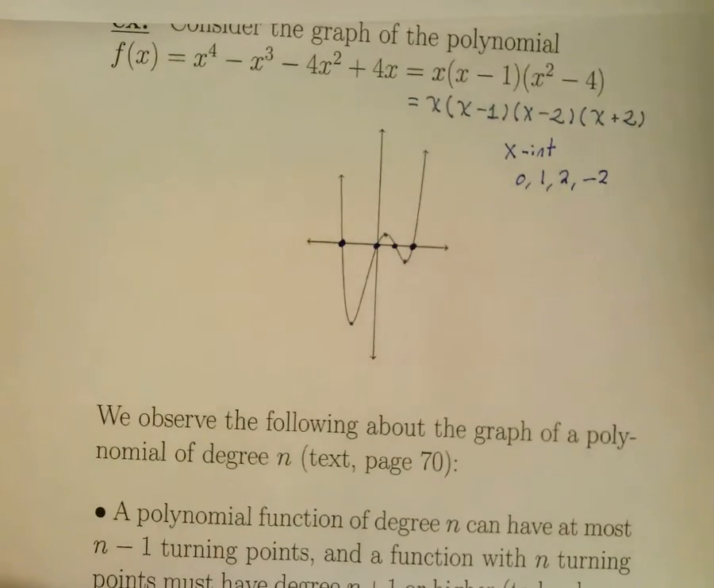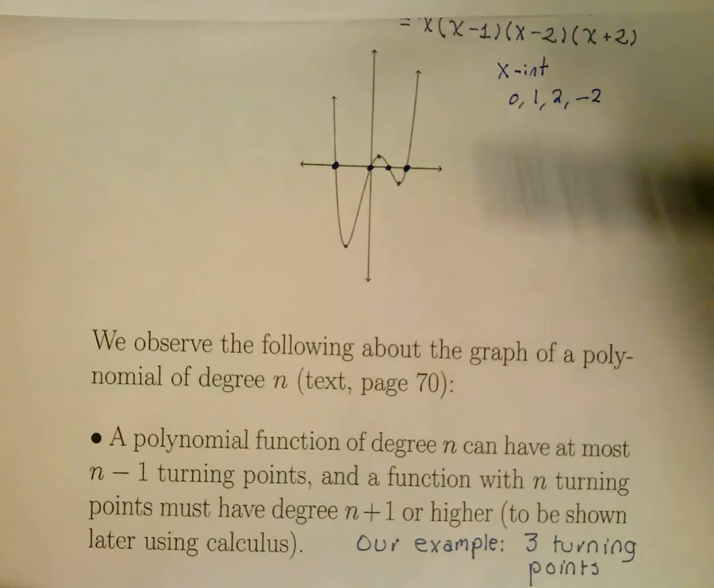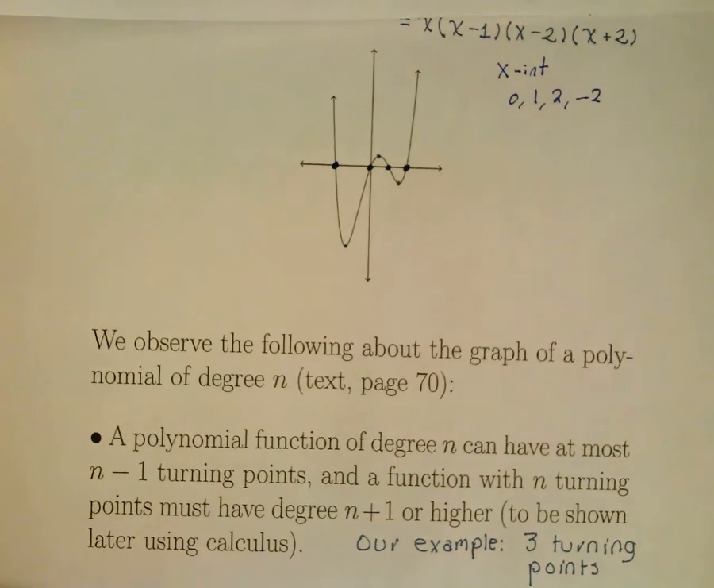Now we will observe the following about the graph of a polynomial of degree n. Remember, the text may be on a different page because we have ebooks and physical copies, and I have the teacher's edition, so page numbers may be different, but it's still in the right section. This is just what it was when I was looking at it. And we have some certain properties.